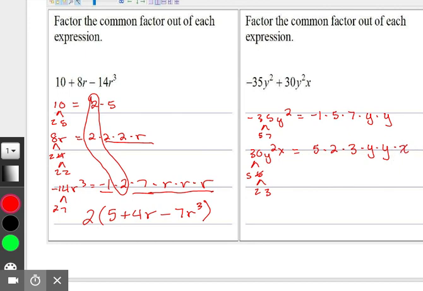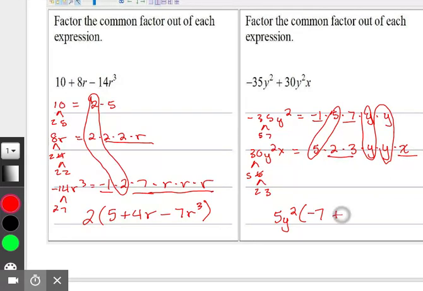So I look at what's in common. Well, they have a 5 in common, and they have 2 y's in common. So my greatest common factor is 5y squared. What's left? Negative 7 plus 6x. Okay, and that's the factoring part.